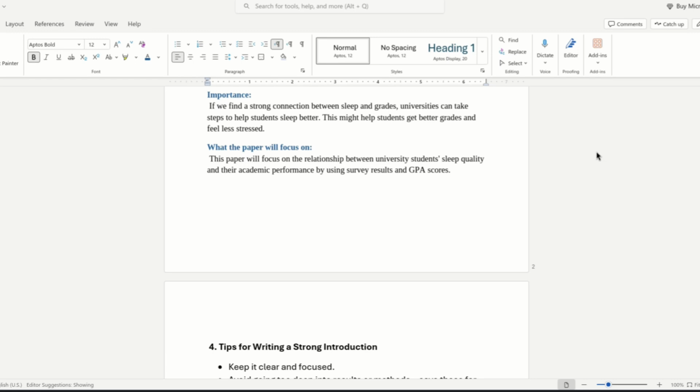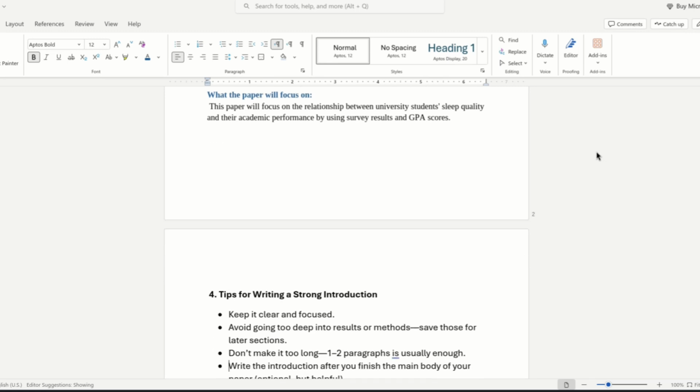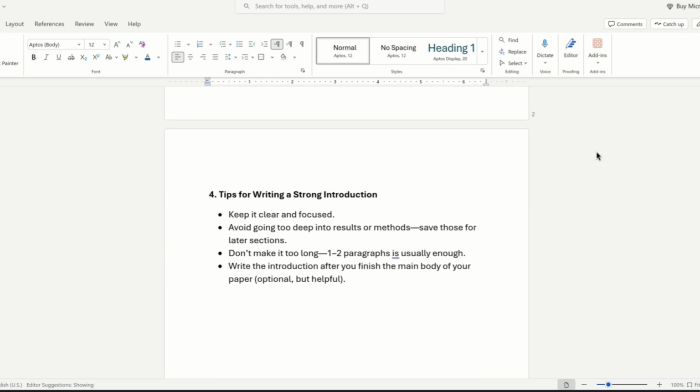Discuss what the paper will focus on to provide a clearer picture of the study's intent. This involves laying out the core aspects of your paper without delving too deeply into specifics. It prepares the reader for what they can expect in the subsequent sections, ensuring a cohesive narrative.